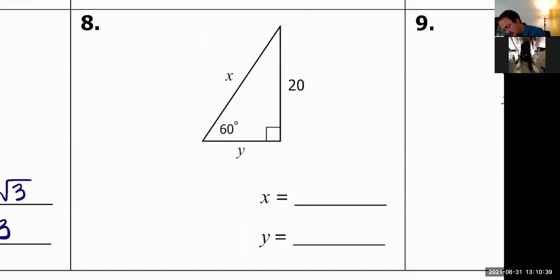Number 8, another 30, 60, 90. Ooh, it's turning things upside down on us here a little bit. Which of the sides do I have? The long. Now, this is going to be the annoying one. If you start with the long leg, this one is going to require the most work, but we can get there. That must mean then that the Y is my short leg, and X is my hypotenuse.